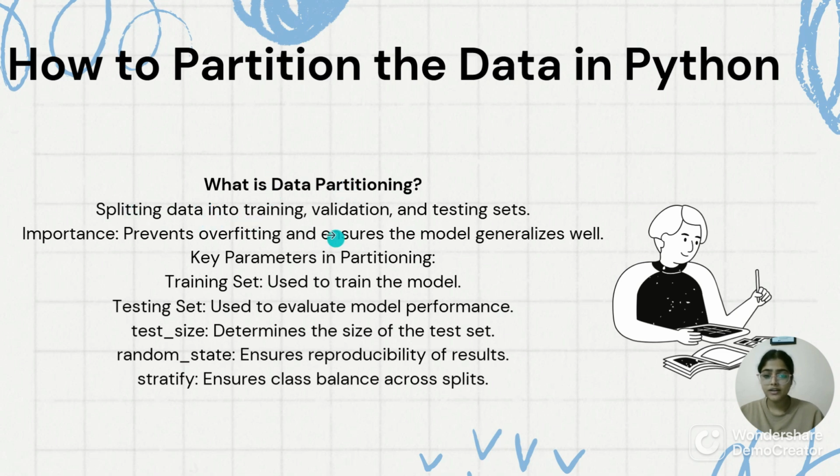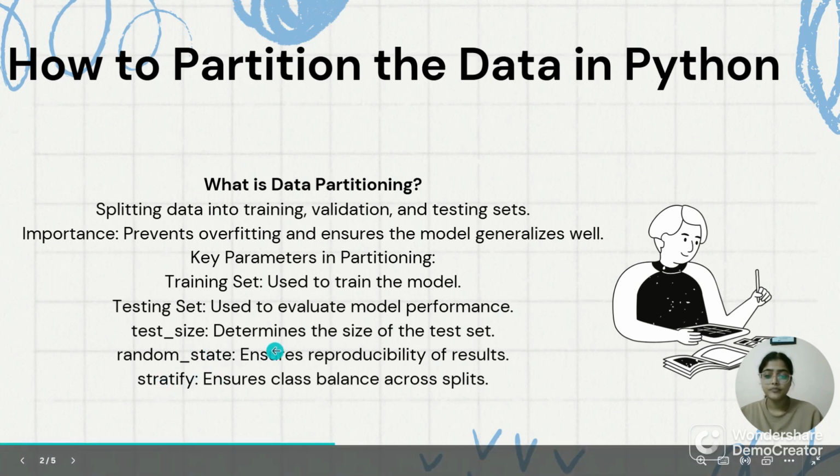Splitting data into training, validation, and testing sets. Its importance is that it prevents overfitting and ensures the model generalizes well. Key parameters in partitioning are the training set, testing set, test size, random state, and stratify.